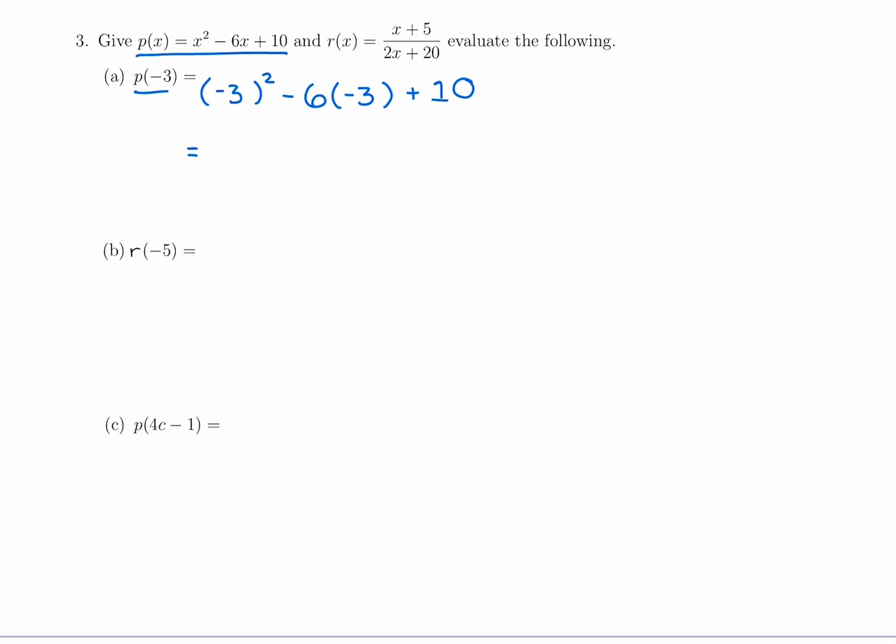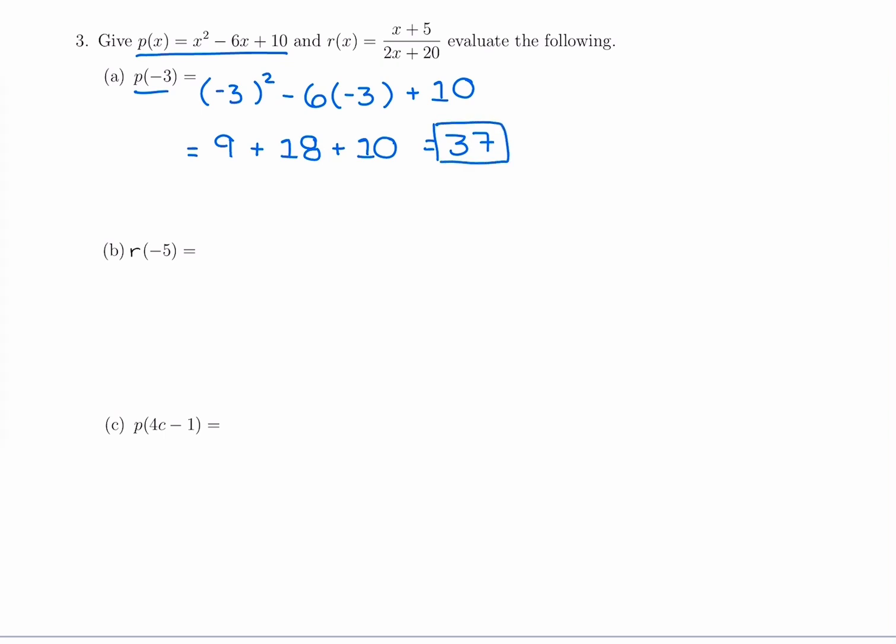So -3 squared, -3 times -3 would be a positive 9. -6 times -3 would be a positive 18. It has a plus 10 at the end. So we are getting 37 either with our calculator or without, going piece by piece.